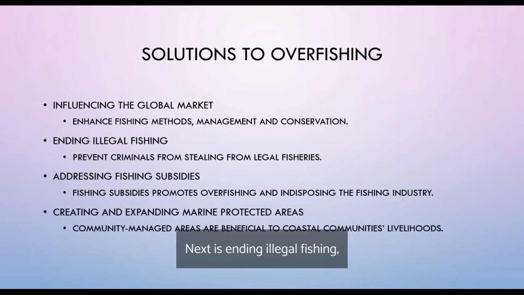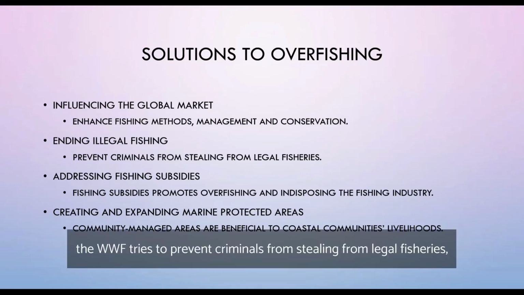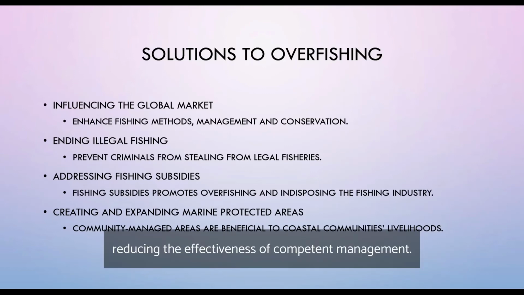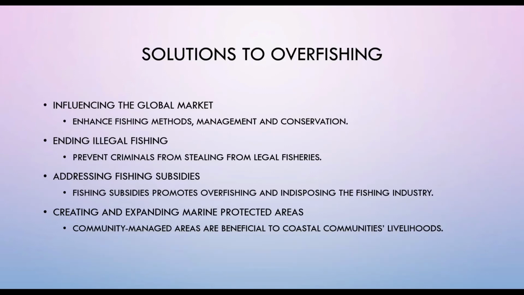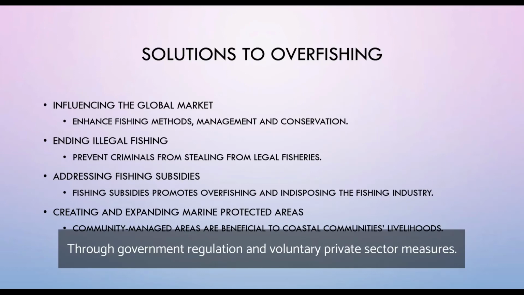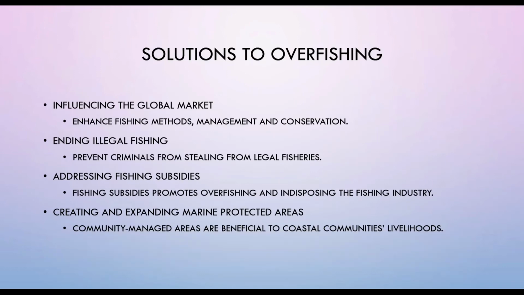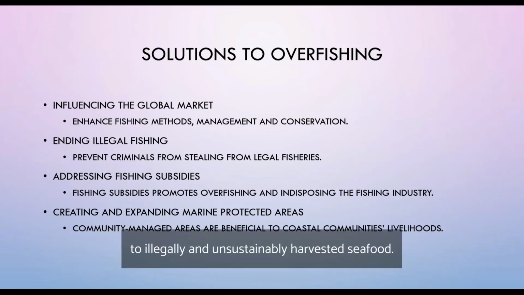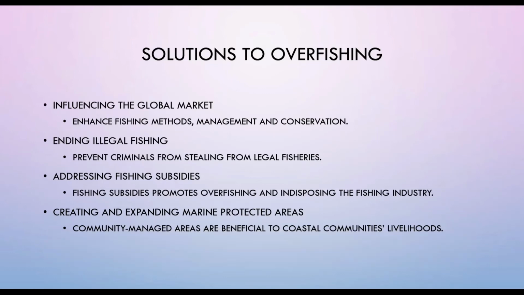Next is ending illegal fishing. The WWF tries to prevent criminals from stealing from legal fisheries, reducing the effectiveness of competent management. Through government regulation and voluntary private sector measures, WWF and its partners aim to restrict borders in major fish importing nations to illegally and unsustainably harvested seafood.